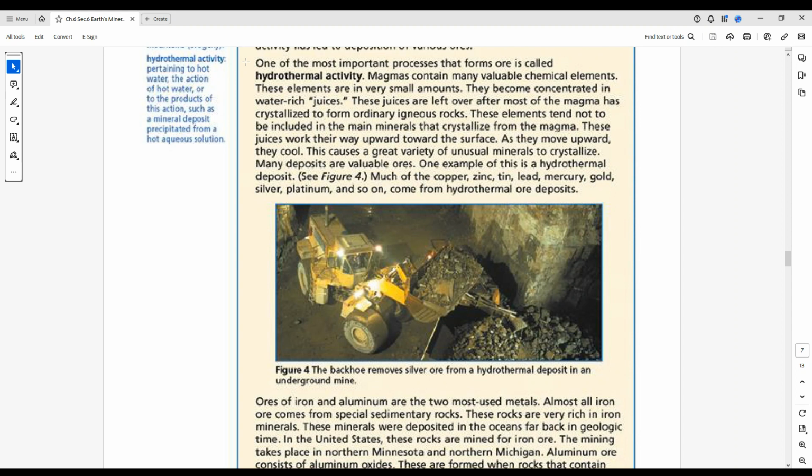These juices work their way upward toward the surface. As they move upward, they cool. This causes a great variety of unusual minerals to crystallize. Many deposits are valuable ores. One example of this is a hydrothermal deposit. See figure 4 below. Much of the copper, zinc, tin, lead, mercury, gold, silver, platinum, and so on come from hydrothermal ore deposits.